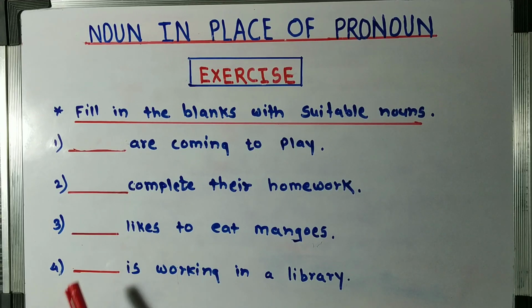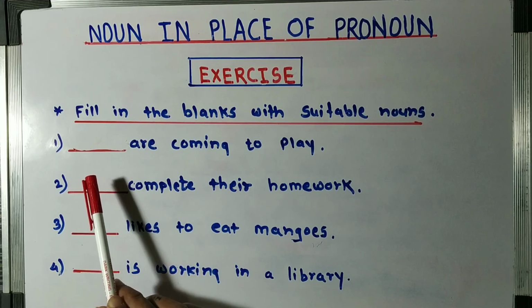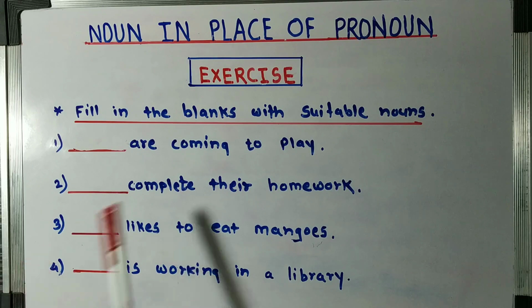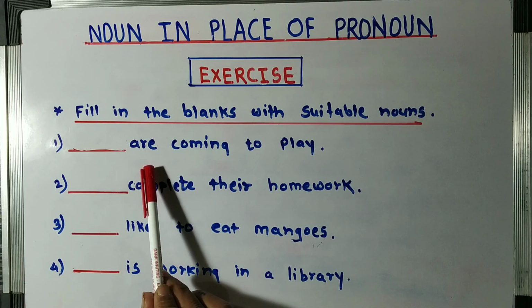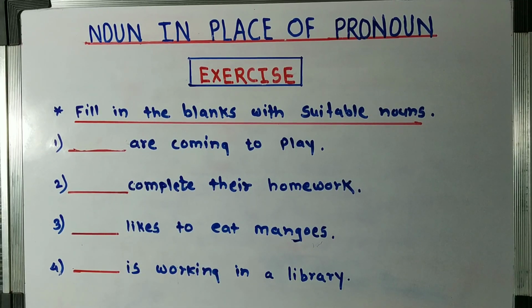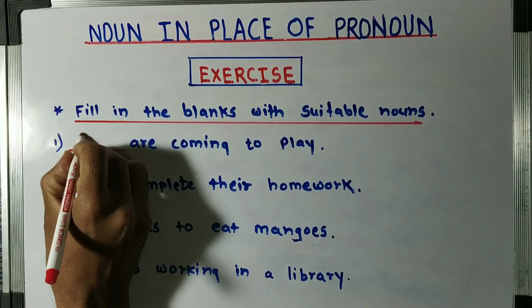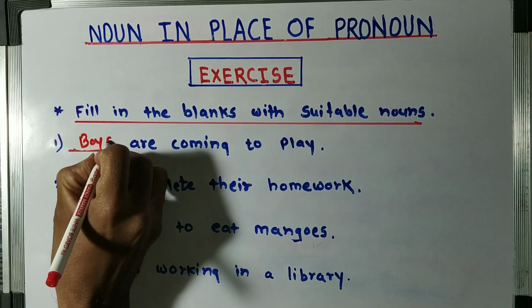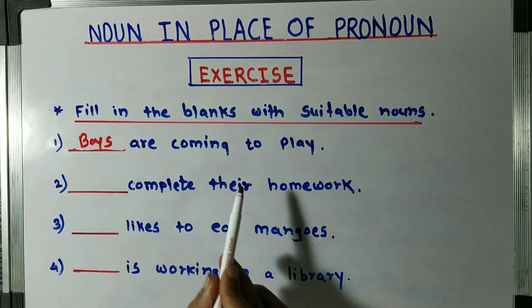Let's see the first example. The blank are coming to play. Here the word are is used after the blank. And we know the word are is to be used with a plural noun. Therefore, in the first blank, I will put a plural noun, that is boys. Let's read the sentence. Boys are coming to play.